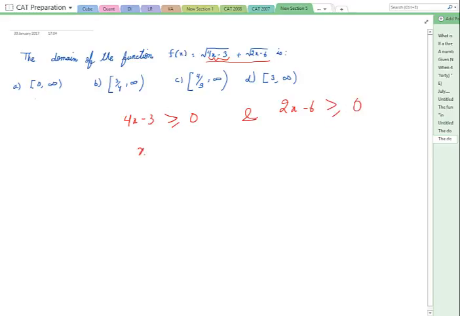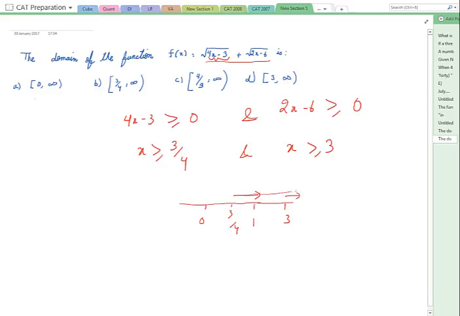If you simplify this, one becomes x greater than 3 by 4, and the other becomes x greater than 3. We need to combine these two, and you should be able to do it mentally, but we'll do it once over here just to understand it clearly. 0, 3 by 4. Let's assume this is our number line. Then x greater than 3 by 4 means anything to the right of this point, and x greater than 3 means anything to the right of this point.